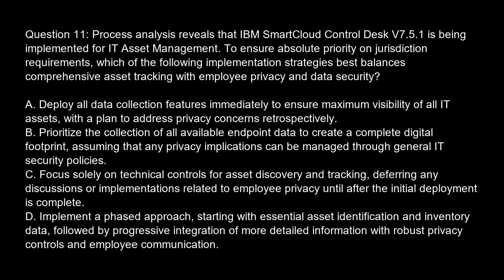Option C. Focus solely on technical controls for asset discovery and tracking, deferring any discussions or implementations related to employee privacy until after the initial deployment is complete. Option D. Implement a phased approach, starting with essential asset identification and inventory data, followed by progressive integration of more detailed information with robust privacy controls and employee communication.